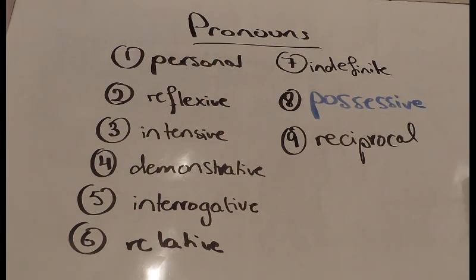Okay, I'll start with the basic types of pronouns: personal, reflexive, intensive, demonstrative, interrogative, relative, indefinite, possessive, and reciprocal. For possessive, I know you are wondering why it is written in blue. I wrote possessive in blue because I don't want to say it's not a type of pronoun, but we're going to see that it's kind of repeated in personal and reflexive. We'll see later on. But it is still a type of pronoun. I just feel that it needs a little more focus than the other pronouns because it is related to all of them.